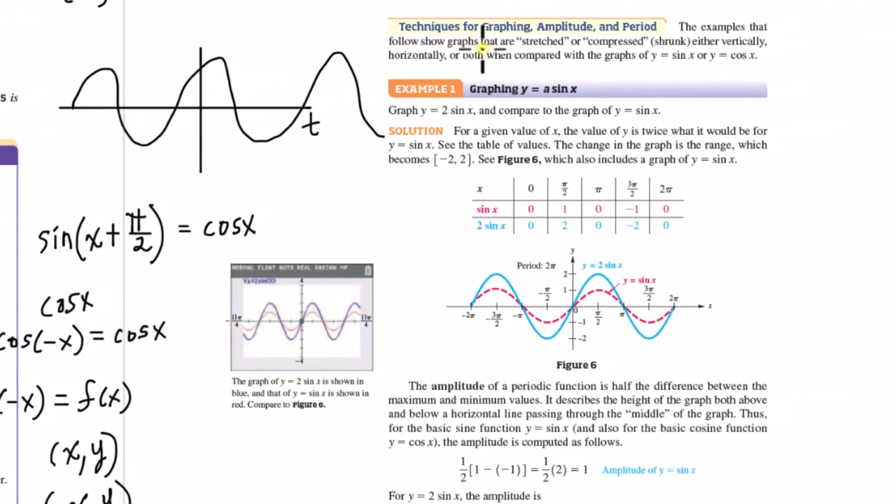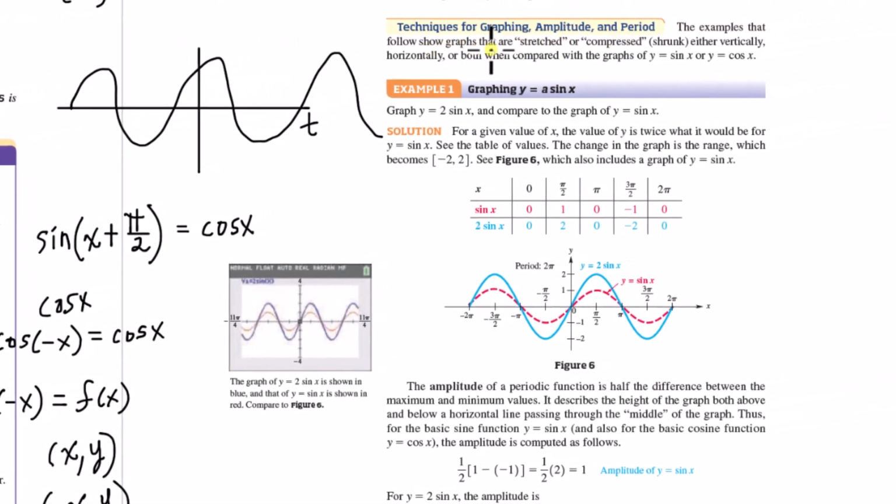Okay, so it says now, techniques for graphing amplitude and period. So, okay, the examples that follow show graphs that are stretched or compressed, shrunk either vertically, horizontally, or both when compared to the base graphs. So yeah, we know from algebra that you can transform graphs, you can translate them vertically, horizontally, you can stretch them about the y or the x-axis, you can flip them about the y or the x-axis. So, okay, it says graph y equals 2 sine x and compare it to the graph of y equals sine x. What you're doing here is you're stretching this about the y-axis by a factor of 2.